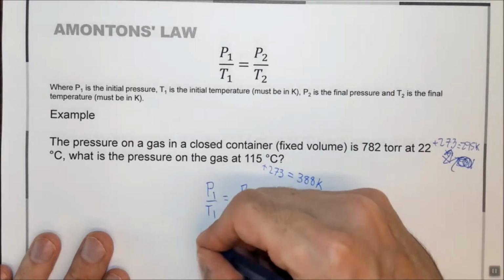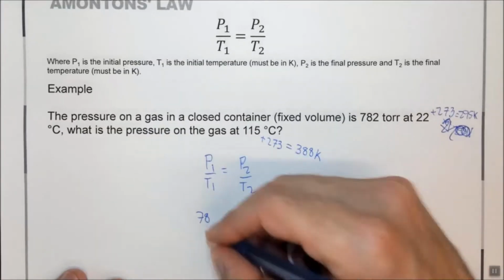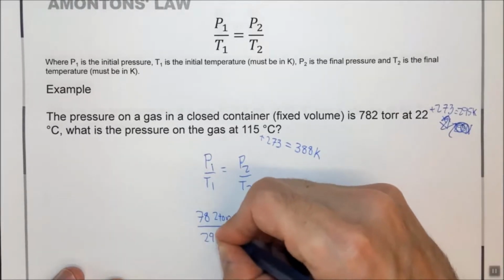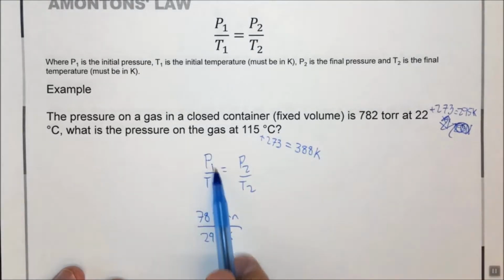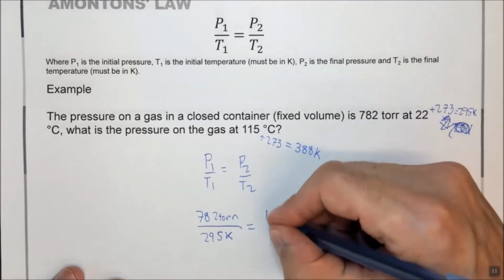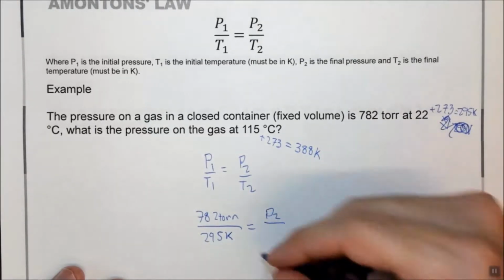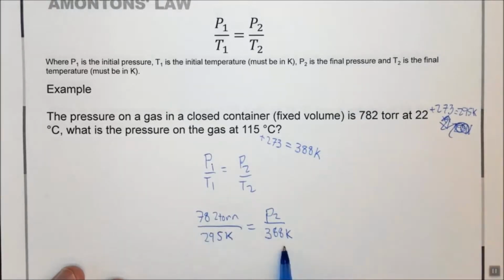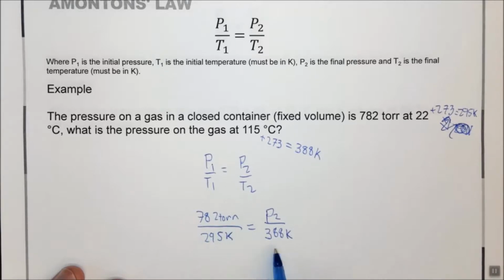Anyway, the gas is initially at 295 Kelvin and 782 torr. So let's plug that in. First, I'm going to put the 782 torr in, and then I'm going to put below it the 295 Kelvin. So that's initial pressure and initial temperature. The final pressure is the thing we don't know. And the final temperature is we heat it to 388 Kelvin. Multiply the two numbers across from each other together, and then divide by the number that you multiply across from the variable. So essentially you cross multiply, and that'll give you 295K times P2, then divide by 295K.